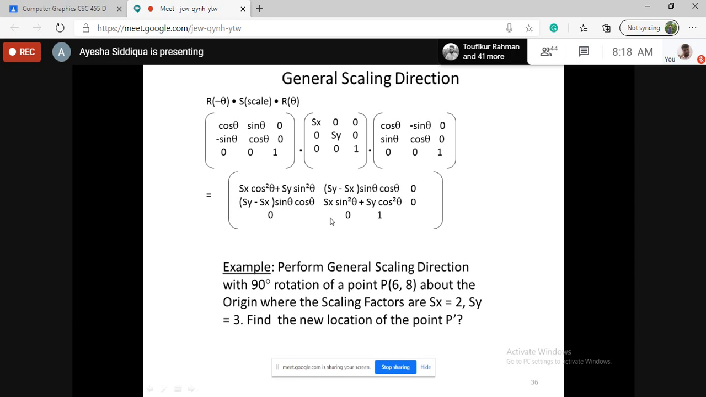Is it okay? See, in this problem, we did not talk about the pivot point, right? Because the object was at the origin, so we don't need to consider the pivot point. Okay?